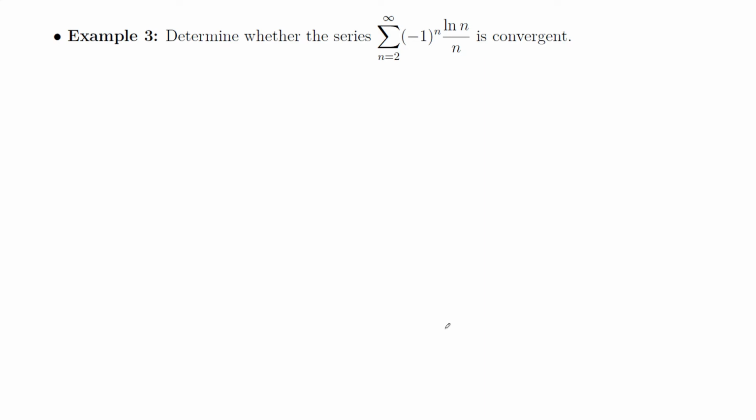All right, so one more example here. So it says determine whether this series is convergent. So again, let's think about our two conditions. The b sub n plus 1 term always needs to be smaller than the term that came before it. And we also need the limit of the terms to be 0.